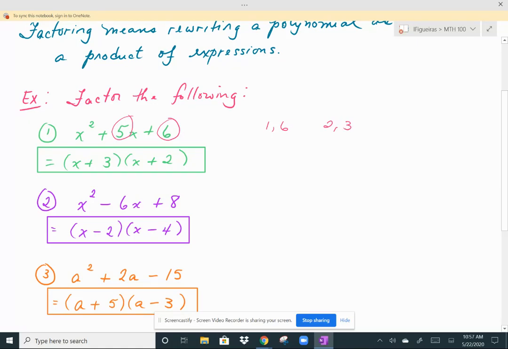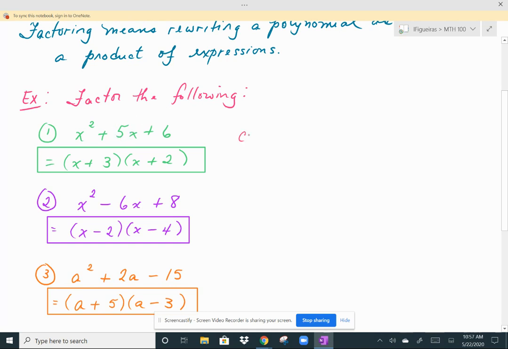Well, the one that adds up to 5 is this one. If you add these, this will give you 5. 1 and 6 will not work. So because we know we want 2 and 3, your factors are going to be x plus 3 and x plus 2. Or you could write them in the opposite order, x plus 2 and x plus 3.